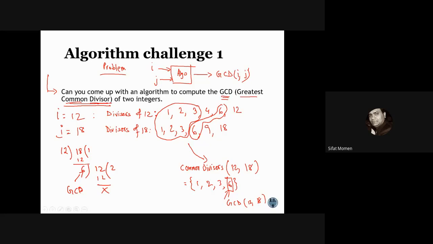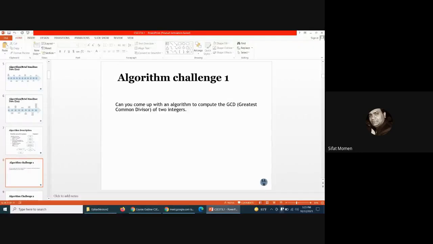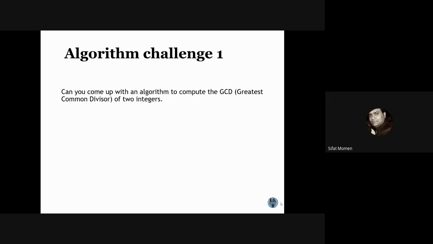All right. So let me show you another strategy that we can use to compute the GCD of two numbers. This is a very interesting strategy, I think. So let's see what the strategy is. The strategy is this.